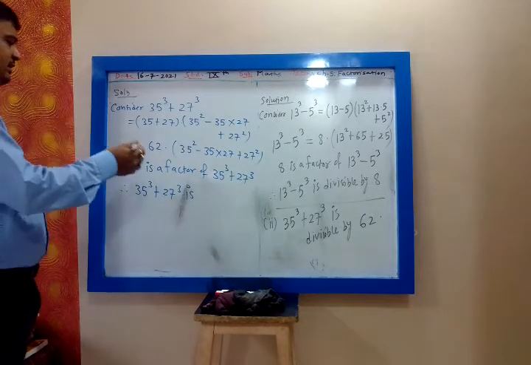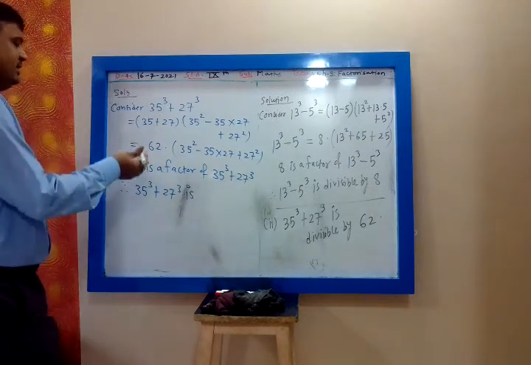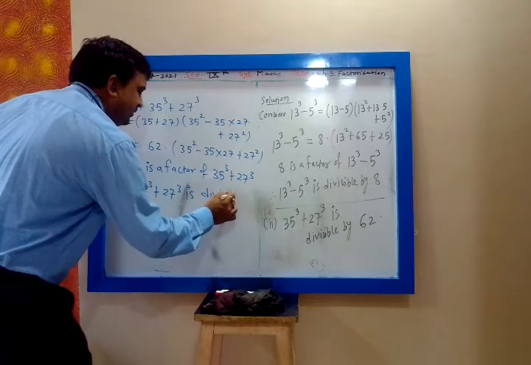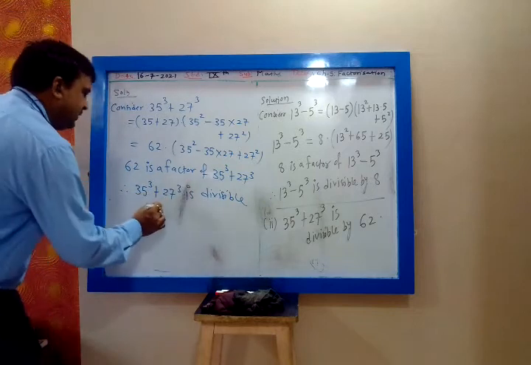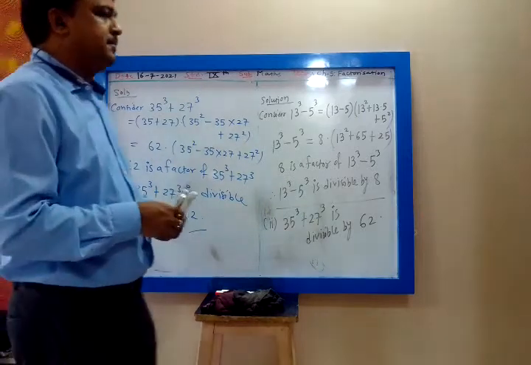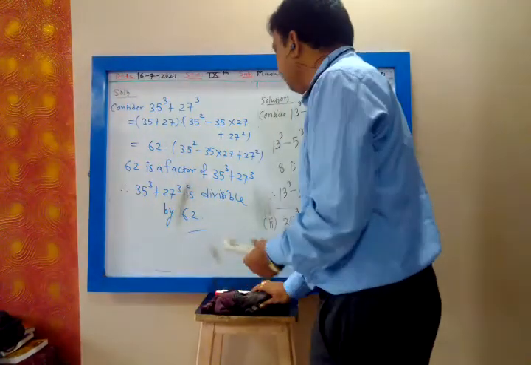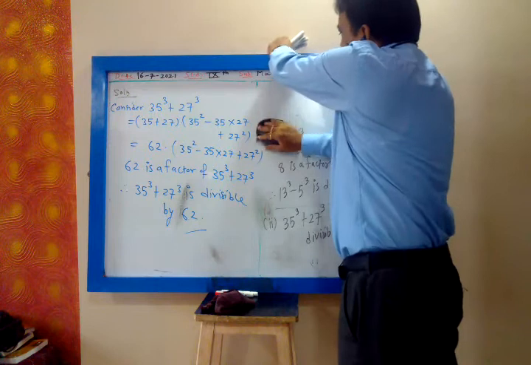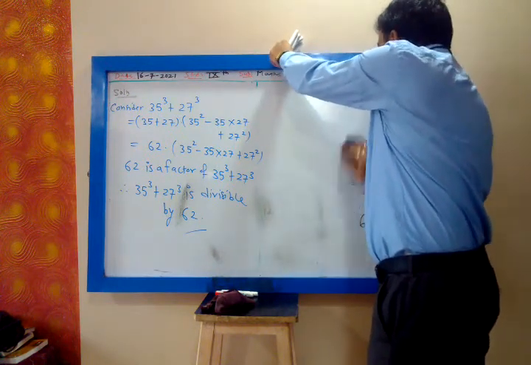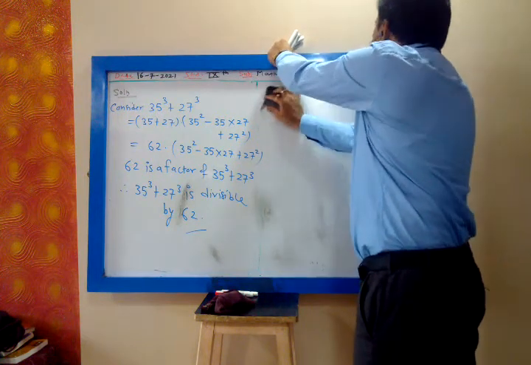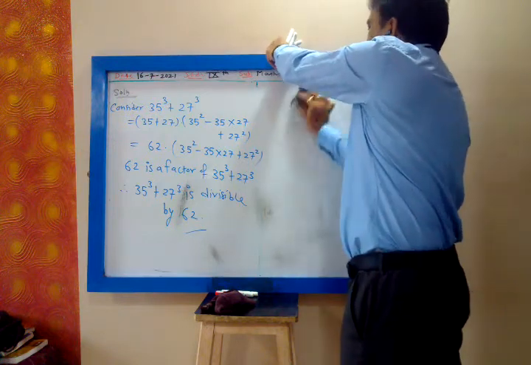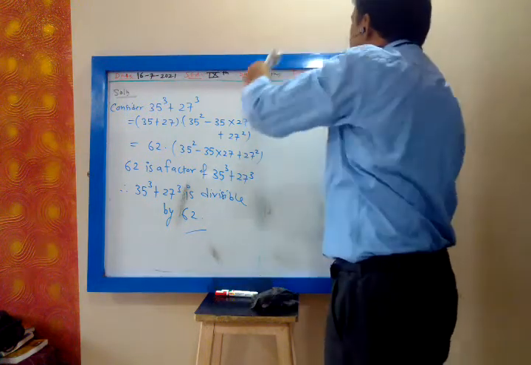You cannot directly write. You have to show that first it is a factor, by using the formula a cube minus b cube or a cube plus b cube. If the given number is a factor, then the given number will be divisible by that factor. Without showing this in the examination, students find 35 cube, they find 27 cube, then they show that it is divisible by 62.